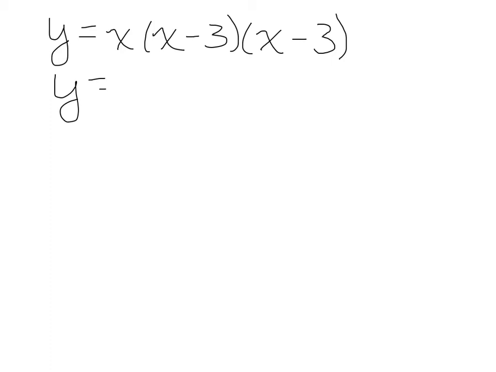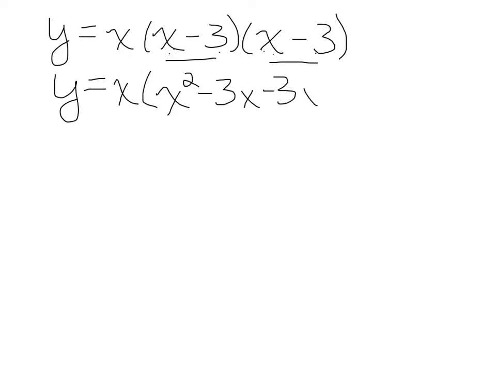So when you multiply, we've got 3 things here. It doesn't matter which 2 you multiply first. I always take the more complicated ones, so I'm going to ignore the x there. And multiply all terms and add your exponents. So x times x is x squared. And x times a -3 is a -3x. And a -3 times x is a -3x. And a -3 times a -3 is a +9.